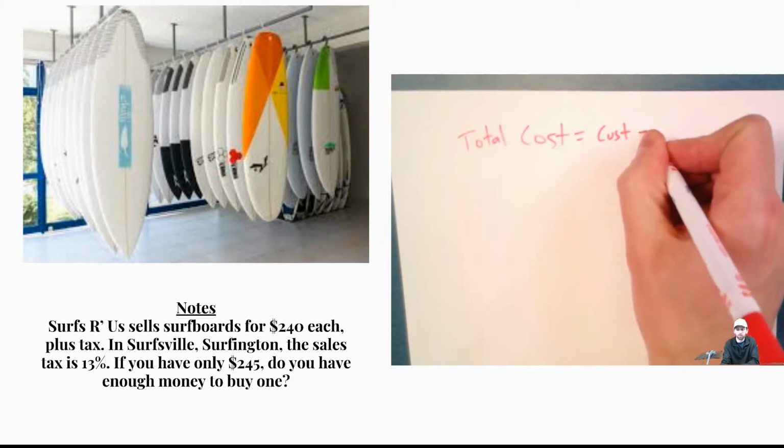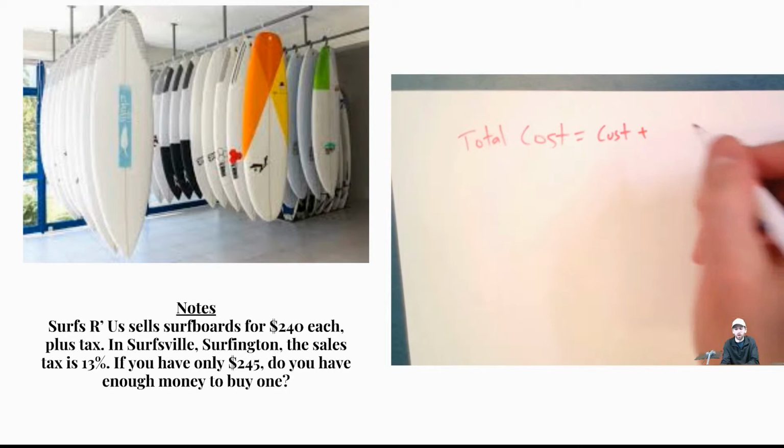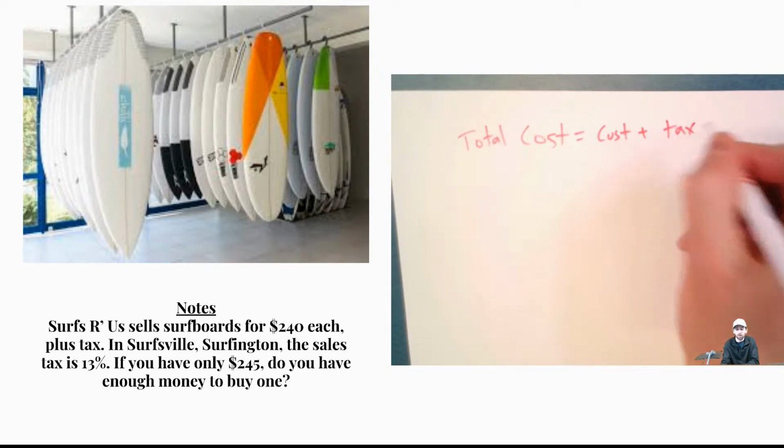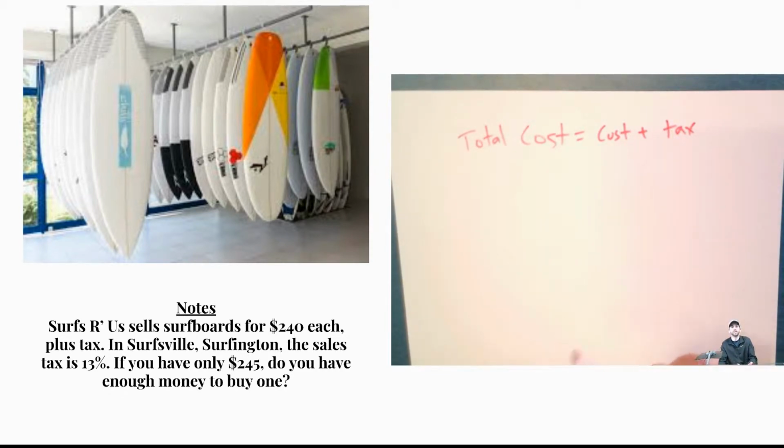plus the tax. Now, how we figure out the tax is, well, we need to know what the tax rate is for that place you're in. And in Surfington, the tax rate is 13% on items such as a surfboard. Now, how we figure out what is 13% of our cost? Well, we've been doing that in our previous units.